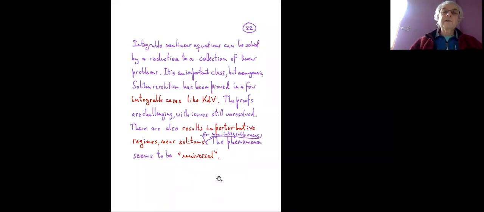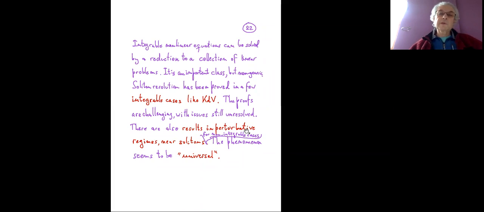So integrable nonlinear equations can be solved by a reduction to a collection of linear problems. This is work pioneered by Lax. It's a very important class of equations in nonlinear science, but it has the disadvantage of being non-generic. Soliton resolution has been proven for a few integrable cases, like the KdV. The proofs are, even in the integrable case, extremely challenging, and there are issues that are still unresolved. There have also been results in perturbative regimes near solitons, even for non-integrable cases.